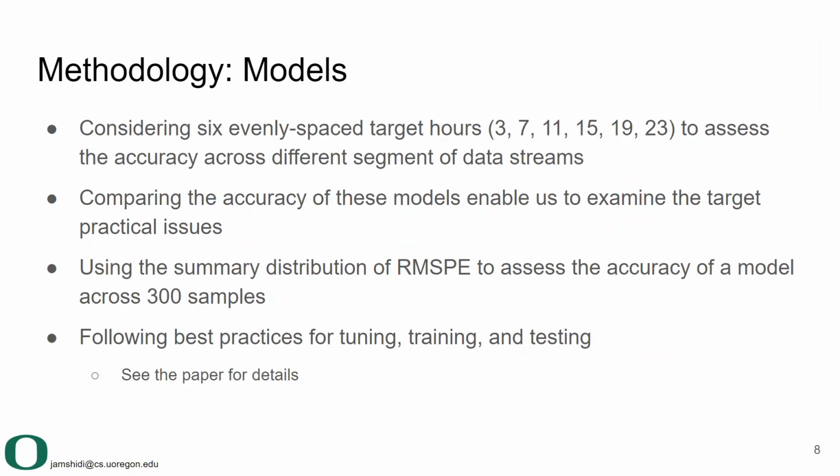We consider 6 evenly spaced target hours, 3, 7, 11, 15, 19, and 23 per day, to assess the accuracy of our models across different segments of the data stream. Comparing the accuracy of these models enables us to examine the practical issues that we raised earlier. We use a summary distribution, essentially a box plot, to show the root mean square percentage error and to assess the accuracy of our models across 300 randomly selected samples per target hour. We follow the best practices for tuning, training, and testing our models. For more information, please refer to the paper.